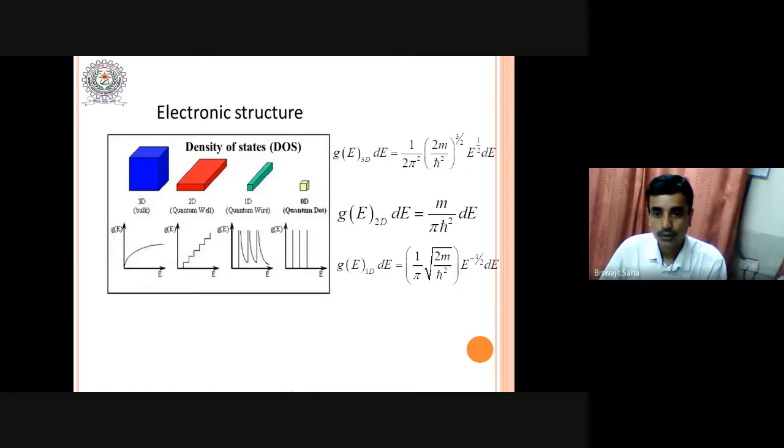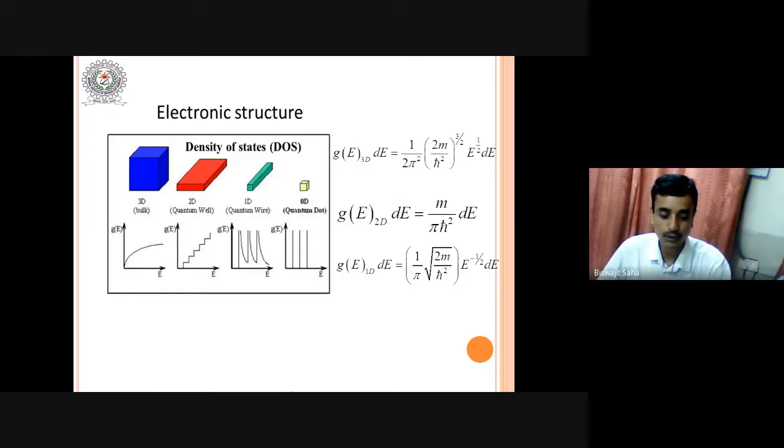So the density of states becomes dependent on the physical appearance of the material, say a two-dimensional material, a one-dimensional material, or a zero-dimensional quantum dot. And accordingly, its energy states are modified, and the density of states is also modified. The density of states calculation can be obtained by solving the Schrodinger equation in different states. And the results come like this.